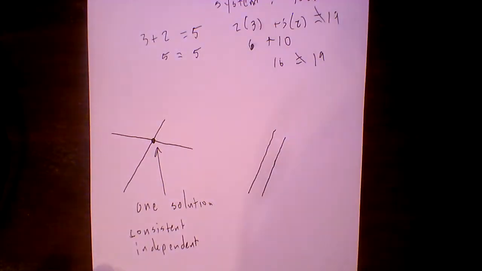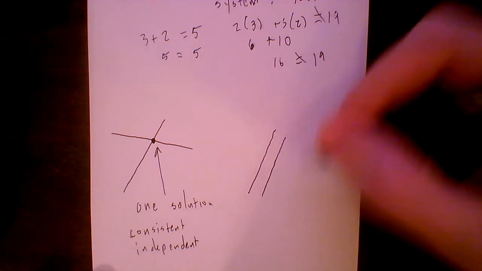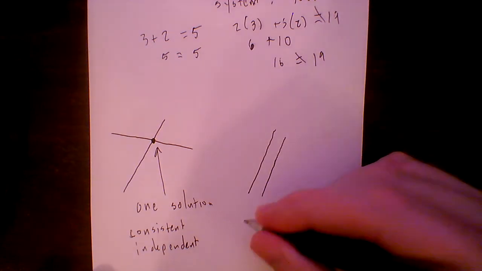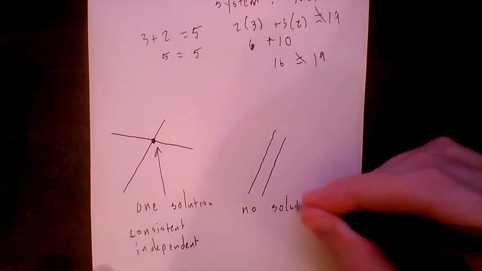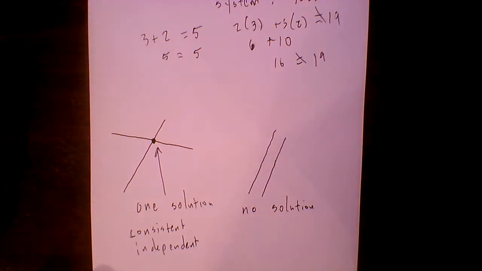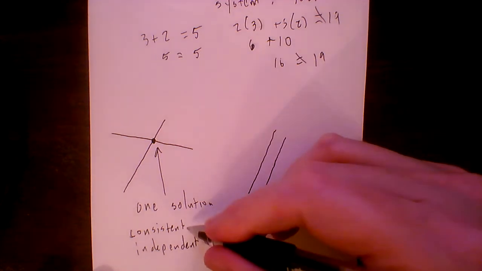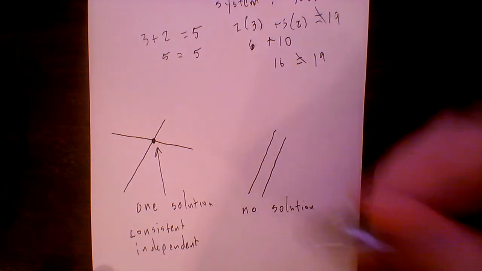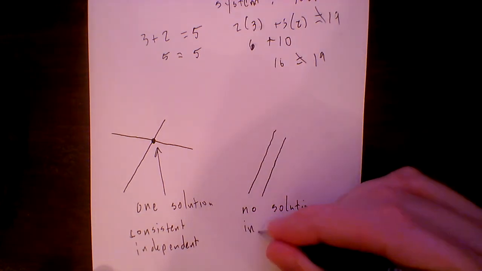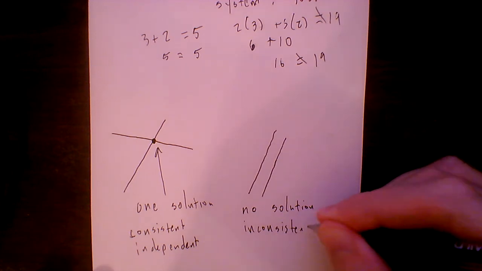Well, these are never going to cross. So this is one special case that we can run into here where there is no solution to the system. Makes sense because these lines are just never going to cross. So if we're describing this, remember the word consistent means there was at least one solution, right? In this one, there are no solutions. So we call this an inconsistent system.